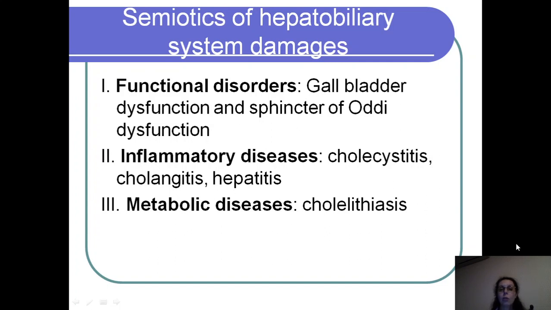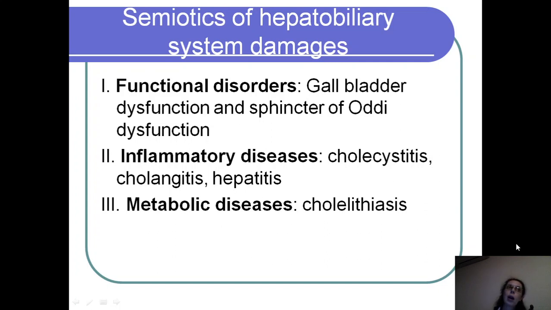If we're talking about semiotics of hepatobiliary system damages, here we have basically three groups of disorders. Two of them are already familiar to you, and we have discussed them for other diseases of the gut, and that's functional disorders and inflammatory diseases. If we're talking about functional disorders, the most common in childhood are dysfunctions, dyskinesias of the gallbladder and sphincter of Oddi. They may be of two types: those caused by decreased tonus and those accompanied by increased tonus.